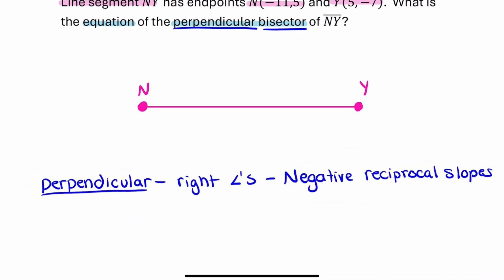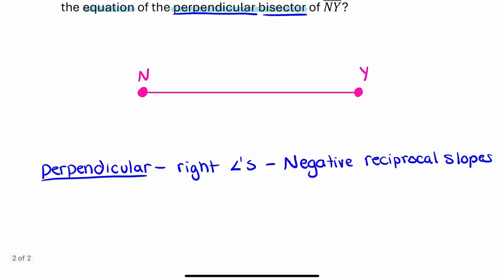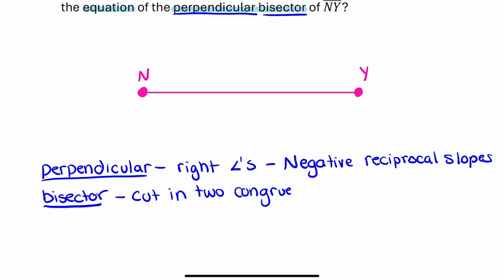And the other word we need to focus on is the word bisector. If we were looking for a bisector, that means that that line has to be cut in half. And we always say two congruent halves. But in this case, that means that I need that line to go through the midpoint. So let's draw that image and see if we can get a better line.